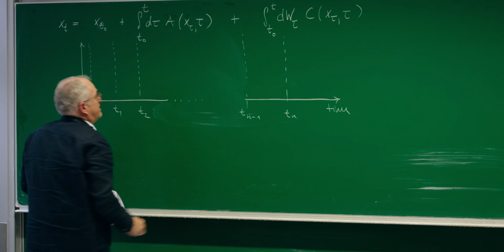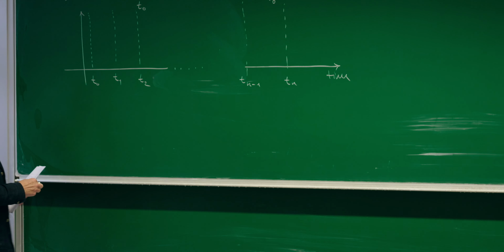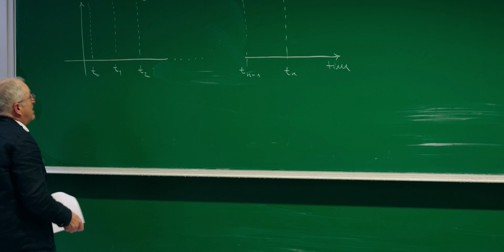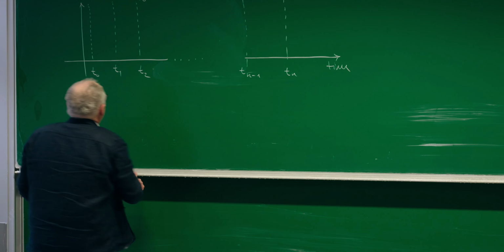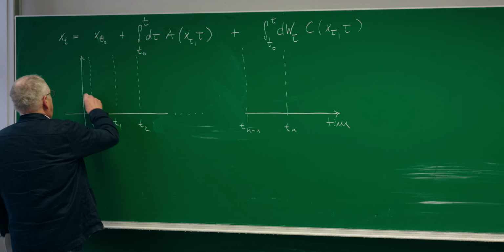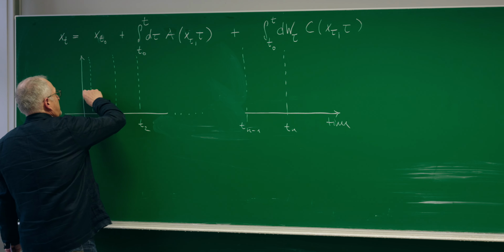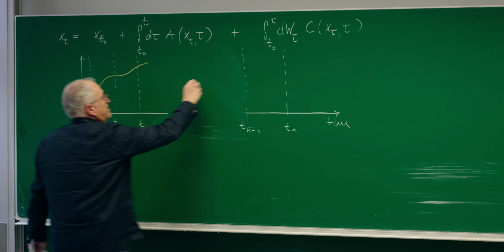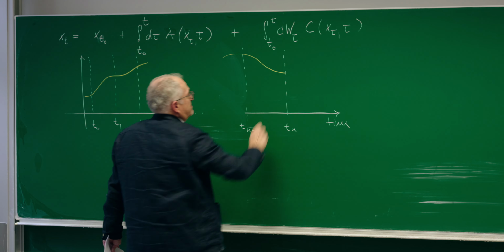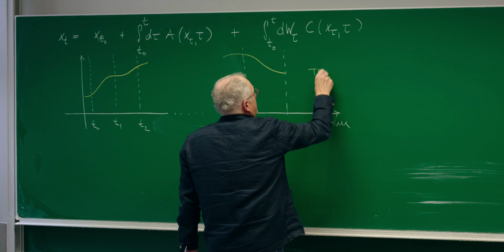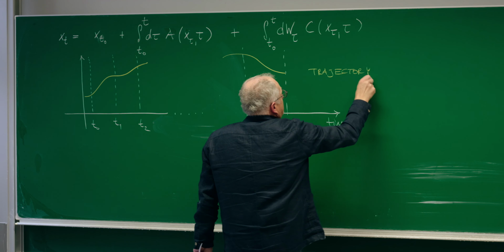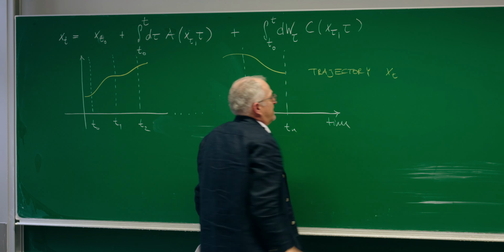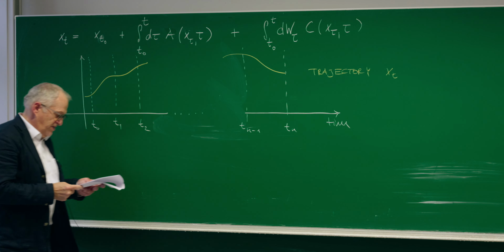That's my axis, and it will have some kind of trajectory, which I'm not drawing random, but as a continuous function. But I guess you forgive me for that. This is some trajectory that you may find, and there are many of those trajectories that you can have.